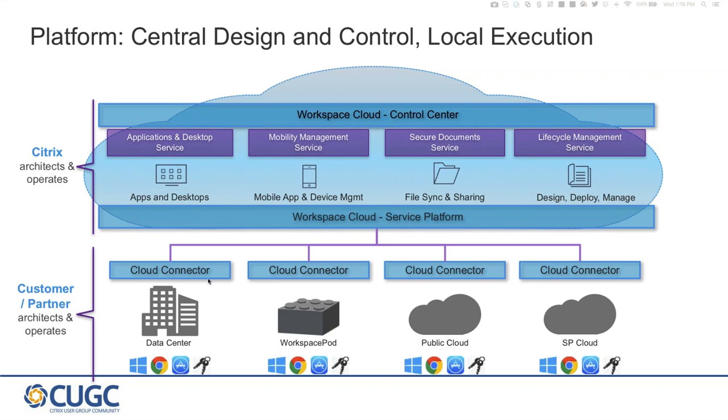And then a small cloud connector server gets deployed to be next to your resources, and that's the interface between the Citrix control plane and whatever your resources are, whether that's your own data center, a workspace pod, a service provider cloud, or AWS or Azure.